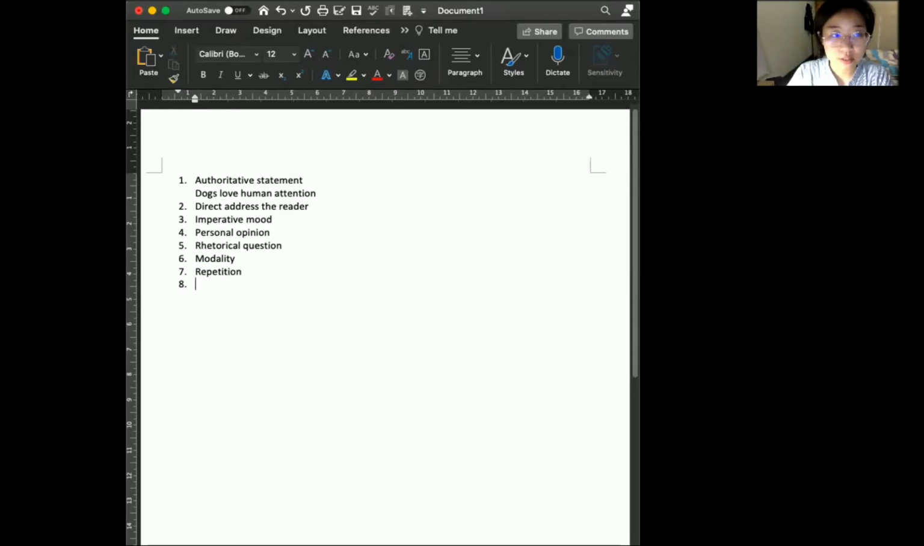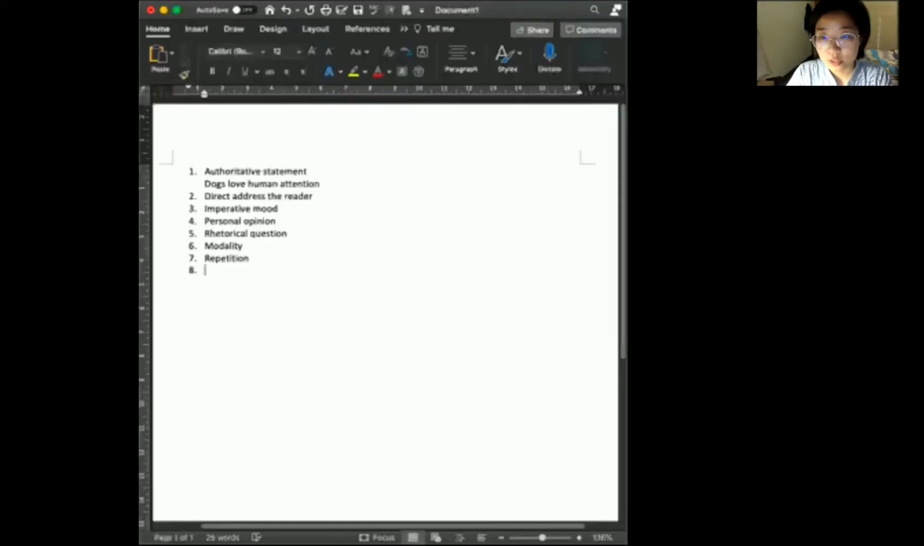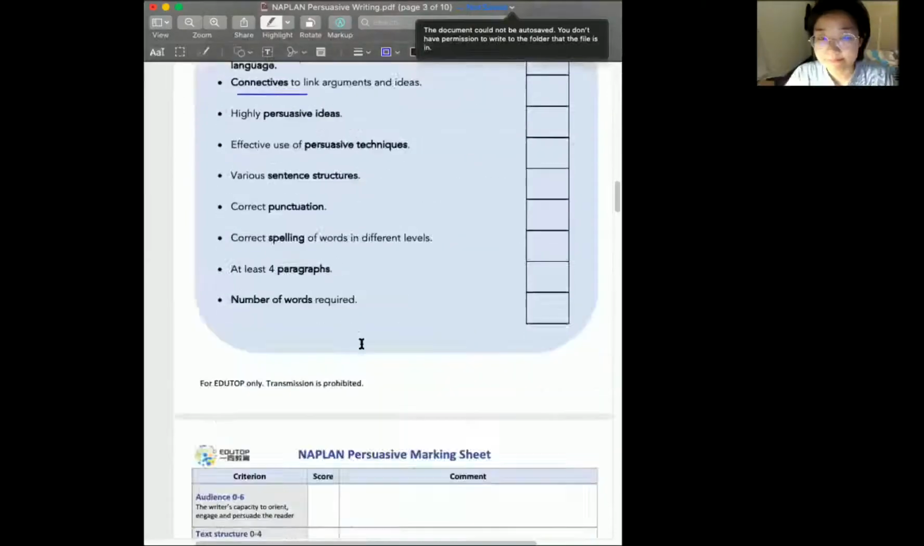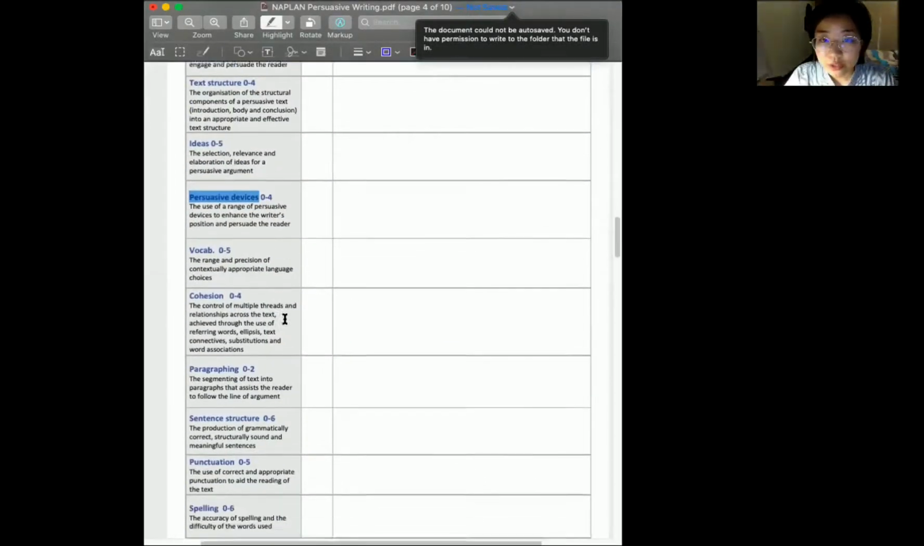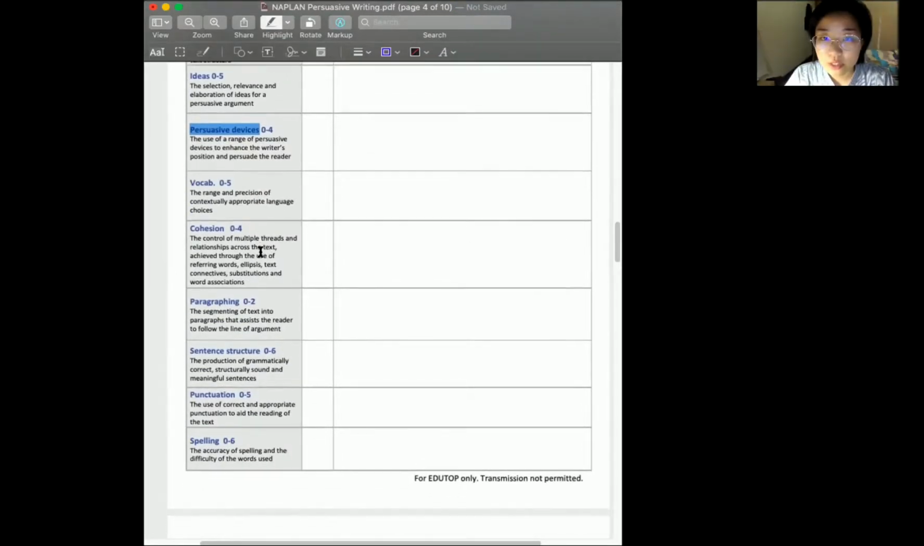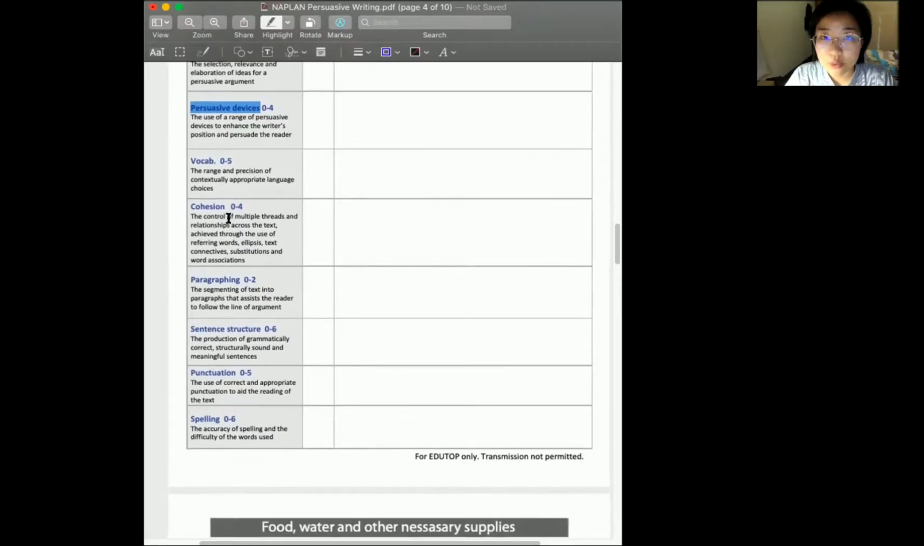Next one, so in our sample text, we have 4, isn't it? The logical reasoning is also one. So that's the last one. Logical reasoning. Okay, so there we go. We have 8 of them. Now let's come back to this one. Vocabulary: use a range of precise and contextually appropriate language. We talk about precise words and word groups. That's what we are talking about.